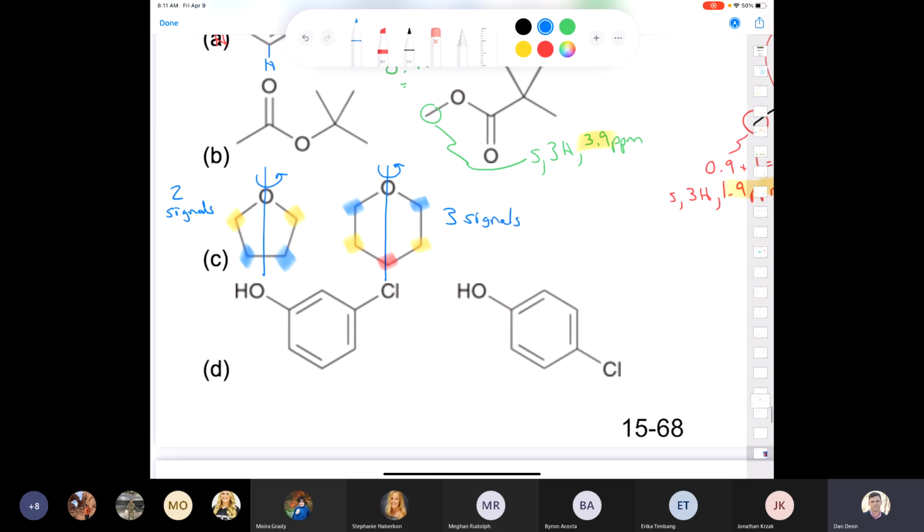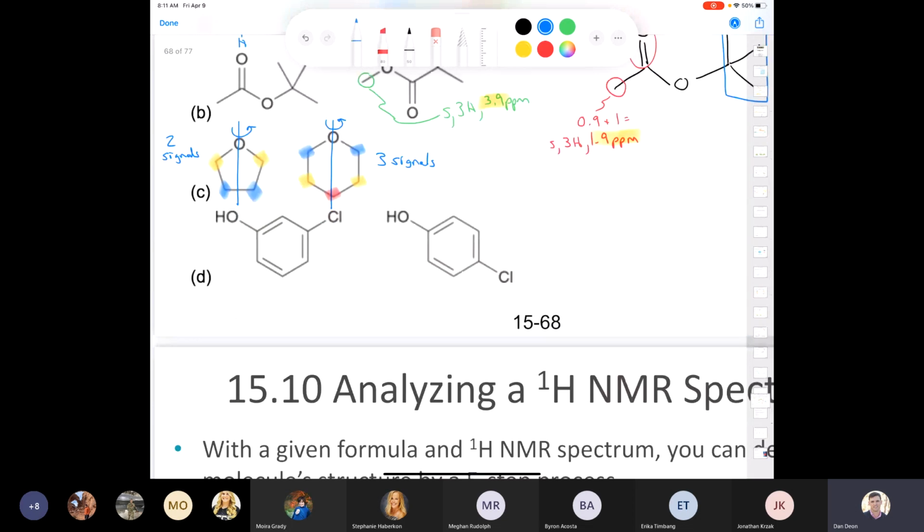The last one is 2 aromatic compounds. It's pretty clear, I think, that in this compound, I have an axis of rotational symmetry. If I rotate this 180 degrees, I end up with the exact same molecule.